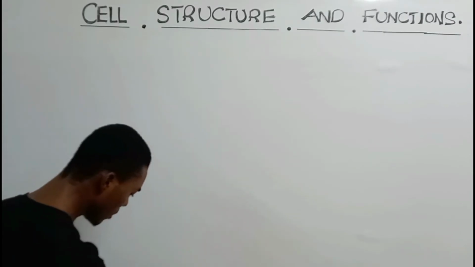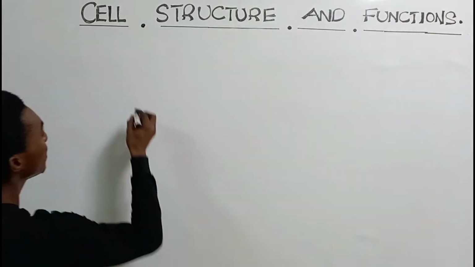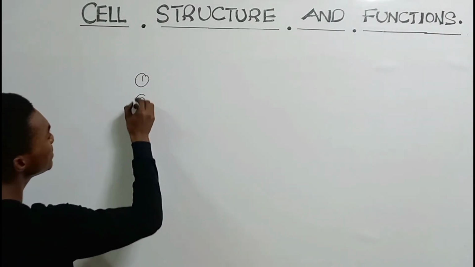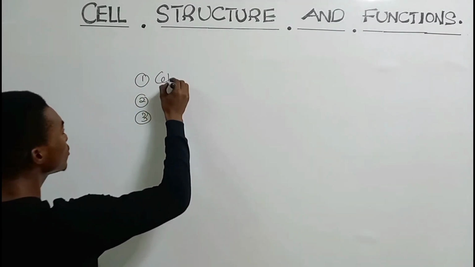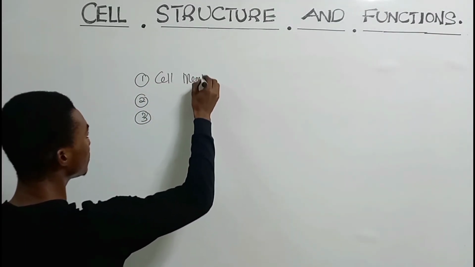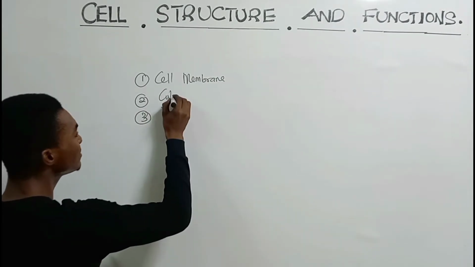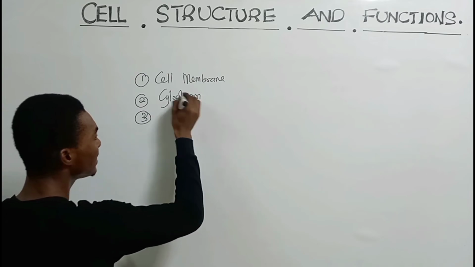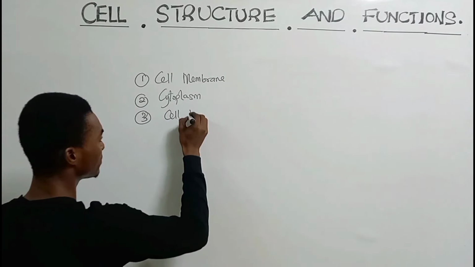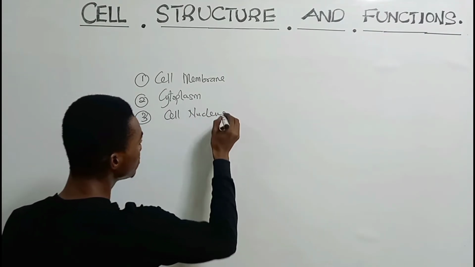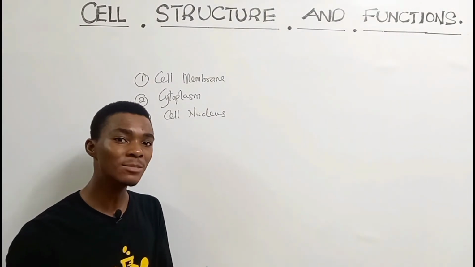The various parts of the cell that you can possibly view under the light microscope are three, okay? What are we saying? There are three basic parts of the cell that you can view under the light microscope. What are these? So under the light microscope, you can see the cell membrane, okay? Also, you can see the cytoplasm of the cell. Under the light microscope, cytoplasm is visible, as well as the cell nucleus. Awesome. So guys, these are the three basic parts of the cell that you will see under the light microscope.